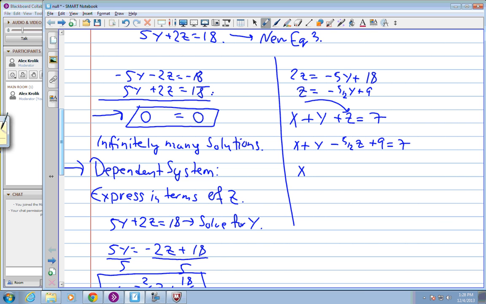So this is what? X minus 3 halves, I'm sorry, this is y, not z. Minus 3 halves y equals negative 2. So x equals 3 halves y minus 2. Right? So then my system's solution is: x is expressed in terms of y as 3 halves y minus 2, y is y, and z was negative 5 halves y plus 9.